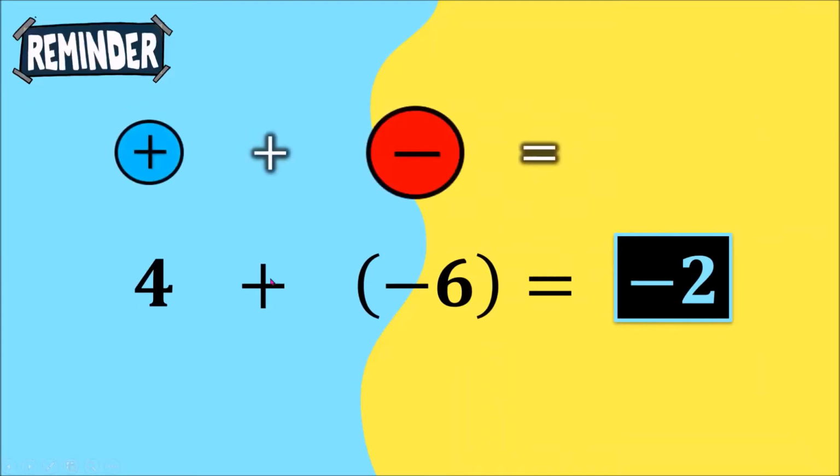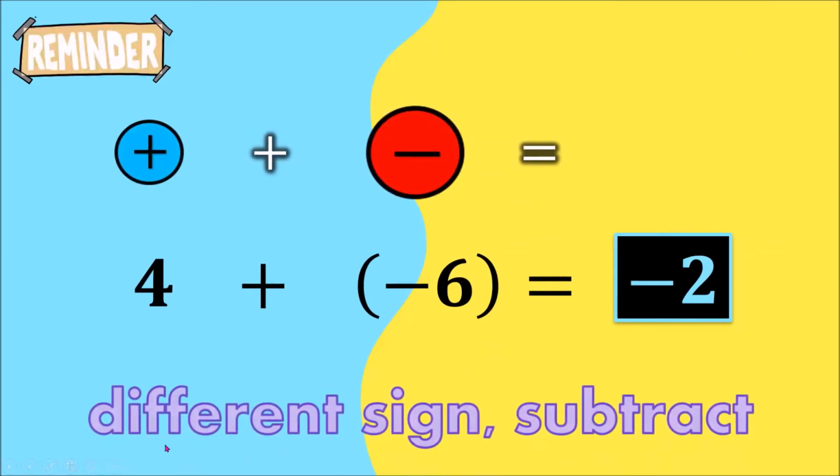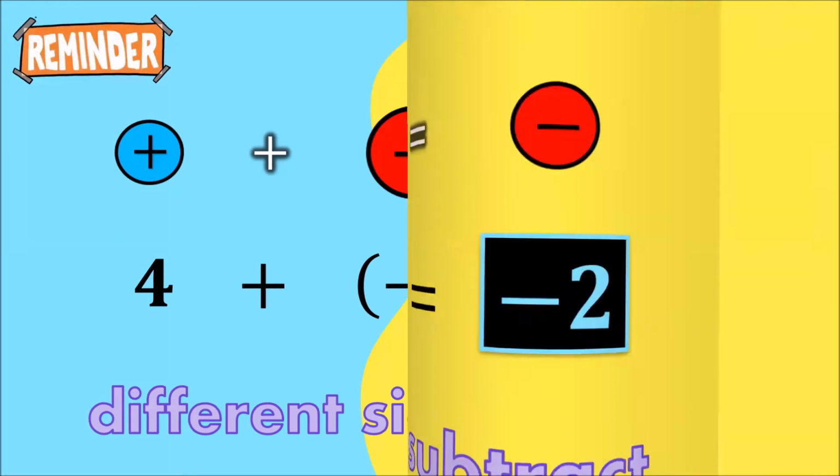Okay. So we have here the rule or the pattern. If you have integers with different signs, we need to subtract. So for 6 minus 4, we have 2. So why negative? Because the integer with a larger absolute value is 6. That's why the red colored counter is bigger than the blue colored counter because 6 is greater than 4. So your answer will be negative. So that's why it is a negative 2.